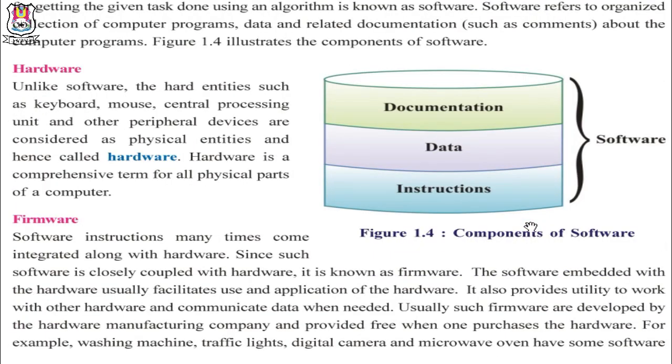Now we learn about hardware. Unlike software, entities such as keyboard, mouse, CPU, and other peripheral devices are considered as very physical entities and hence called hardware. Hardware is a combination term for all physical parts of a computer like monitor, mouse, keyboard, etc.